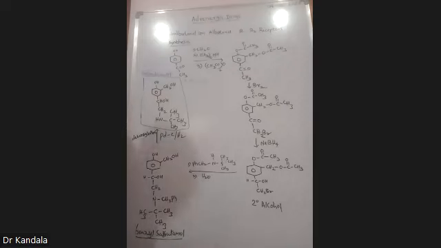Now, what is the therapeutic action? Already I told you that salbutamol is used to treat asthma. Of course, it is used to relieve many chronic obstructive pulmonary disease symptoms like coughing, wheezing, feeling breathless. So that's all about salbutamol.